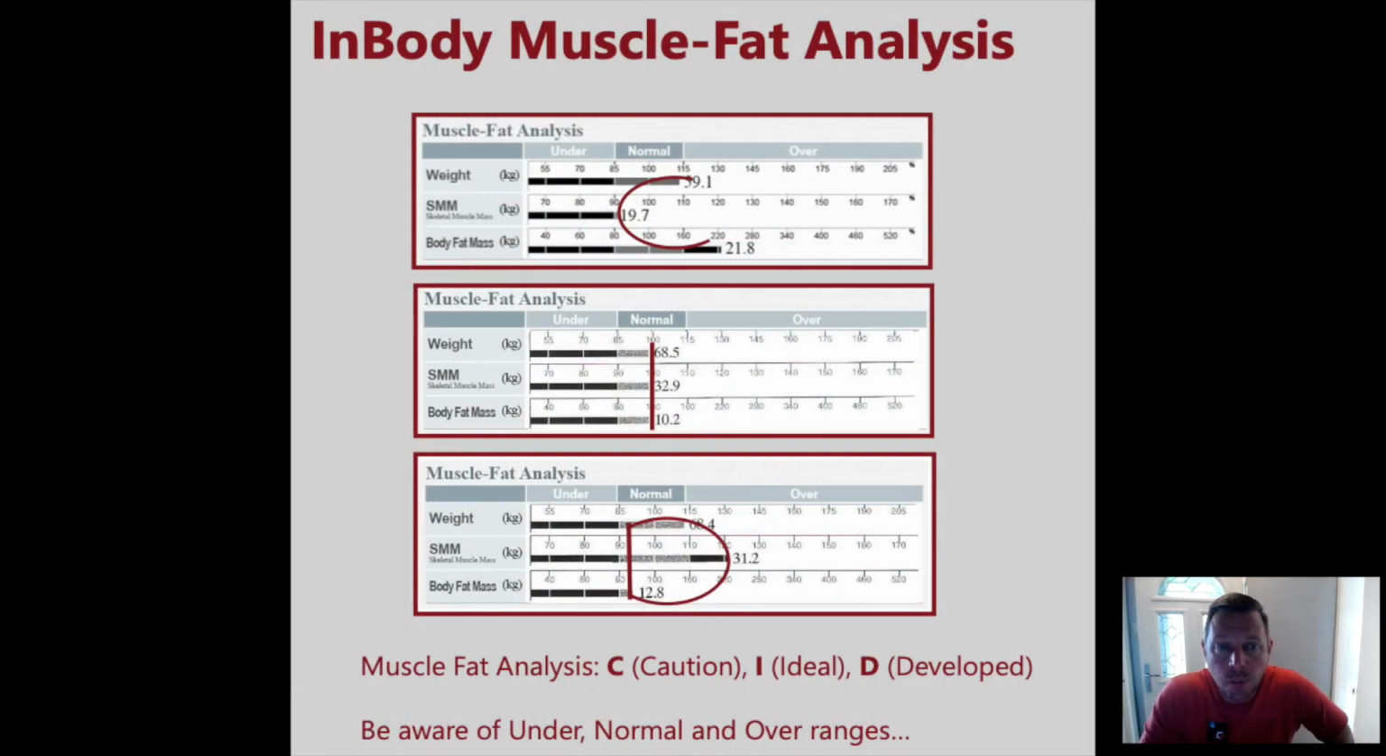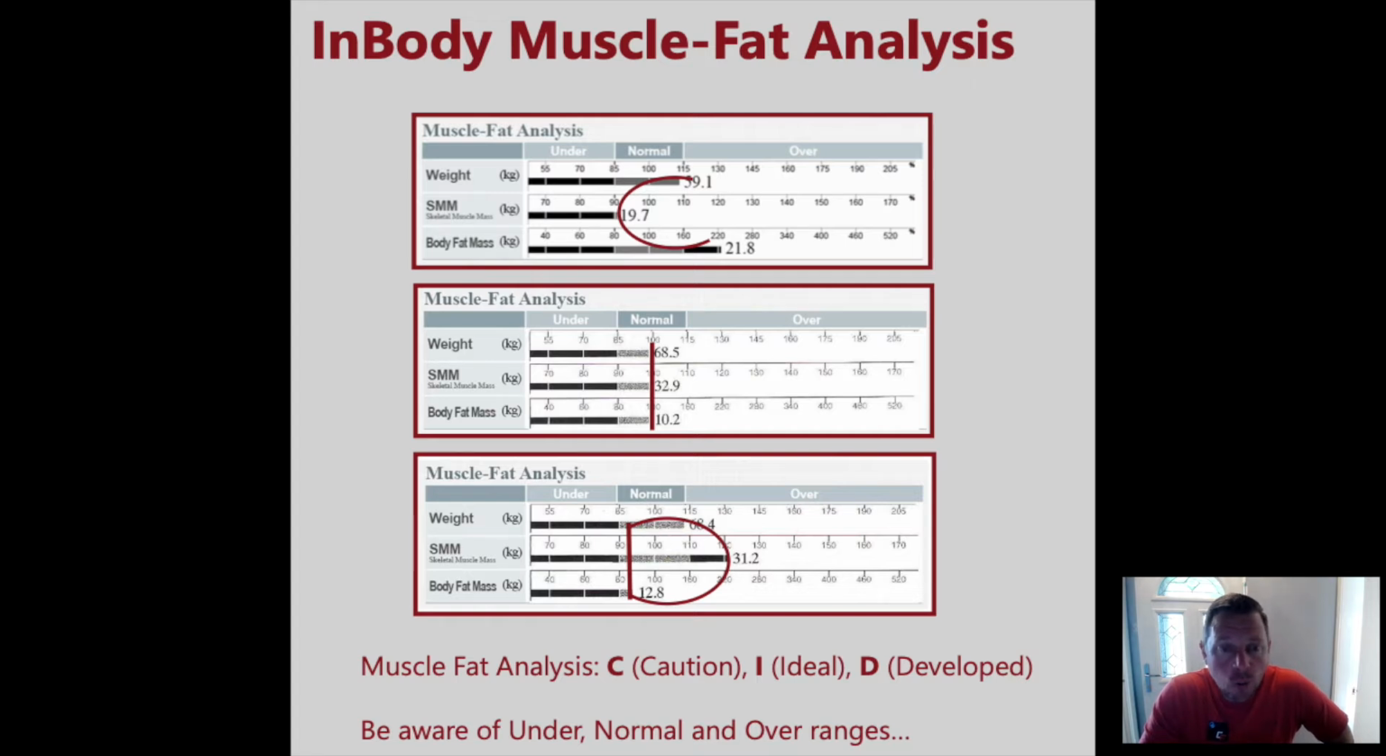This is InBody, where they use an acronym to explain their results very effectively and very quickly. They use the CID model: caution, ideal, and developed. So the C shape, the I shape, and the D shape on your muscle fat analysis gives you an idea of what we need to change.